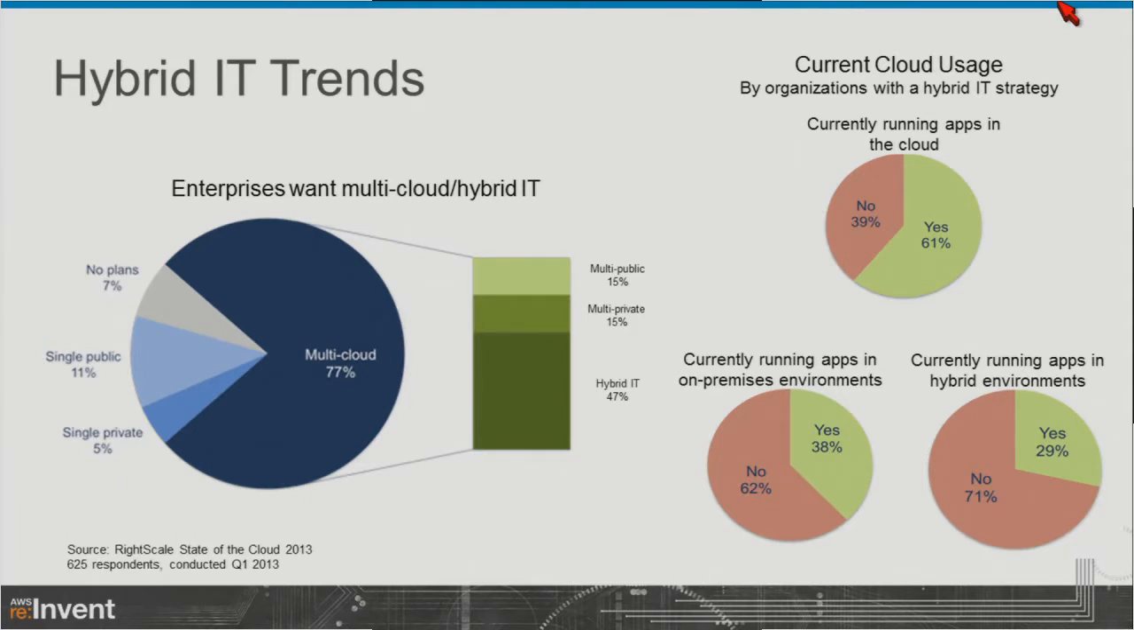You also see the breakdown for multi-public and multi-private, 15% each. But the interesting takeaway there is that fully 47% of the respondents said, yeah, we want to be hybrid. That is our plan to get there.